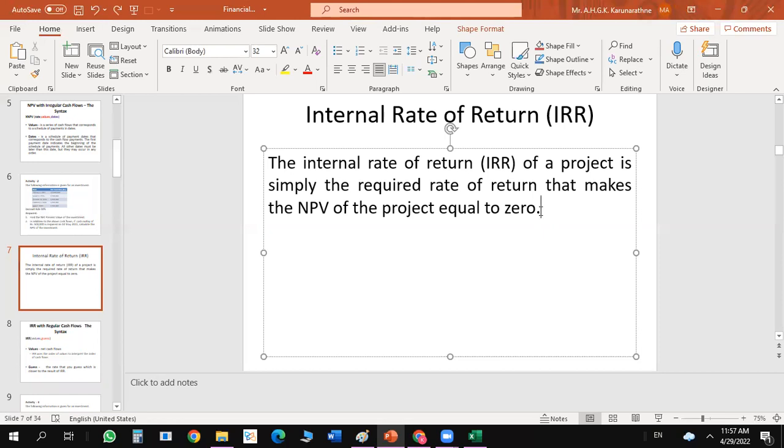IRR is the discount rate at which NPV becomes zero. It is the discount rate at which project NPV becomes zero.